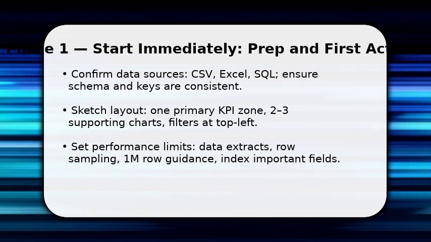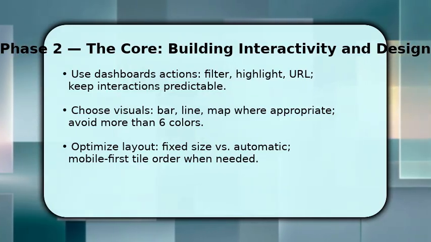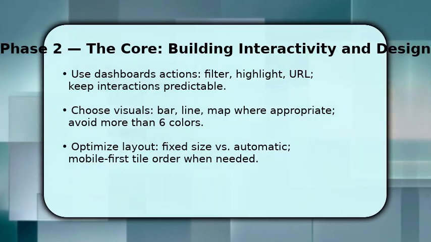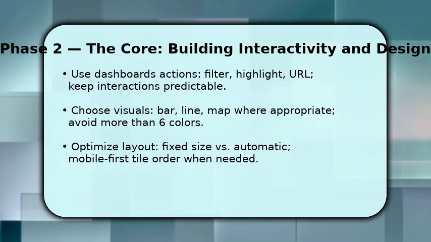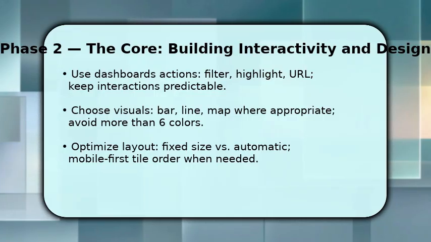Now you build the dashboard's core. Prioritize clarity by choosing the right chart for each metric and grouping related views. Once done, add interactivity, filter and highlight actions that follow natural workflows, test that clicks lead to expected results. Use consistent color palettes and limit categorical colors to 6 or fewer while reserving 1 accent color for alerts.